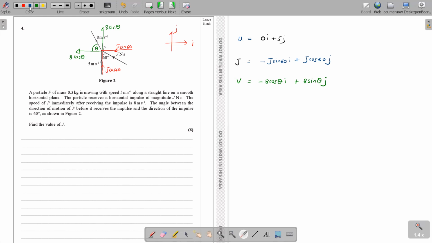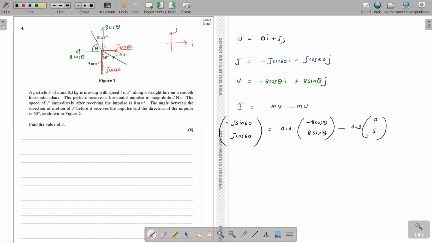Now I will be using I equals mv minus mu, and I don't need to worry about the directions, because all the plus and minus signs have been considered. So for the impulse I get minus J sin 60 i plus J cos 60 j. Mass is 0.3, times the final velocity, minus 8 cos theta i plus 8 sin theta j, minus mass times u, which is 0i and 5j. Look at this, children. Does this make sense to you? Yes or no?